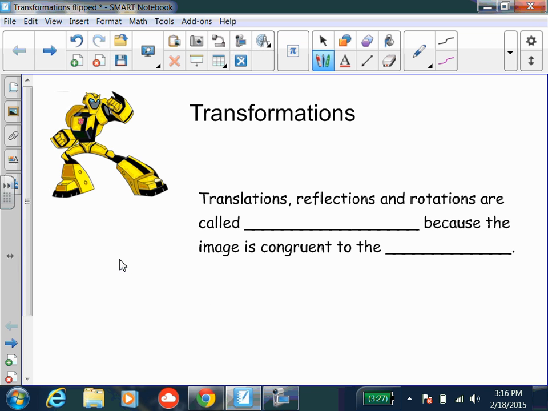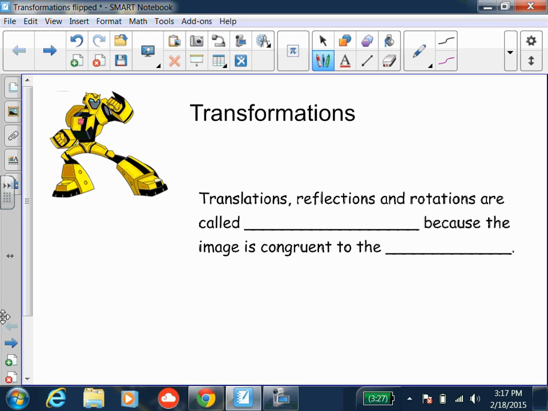Alright, guys, we started talking in class about transformations. We talked about translations, reflections, rotations, and dilations. Different ways that we can change a shape and either move it in a coordinate plane or shrink it and stretch it, flip it around, rotate it. Well, today we're going to talk a little bit more about transformations and what they mean to us in geometry.